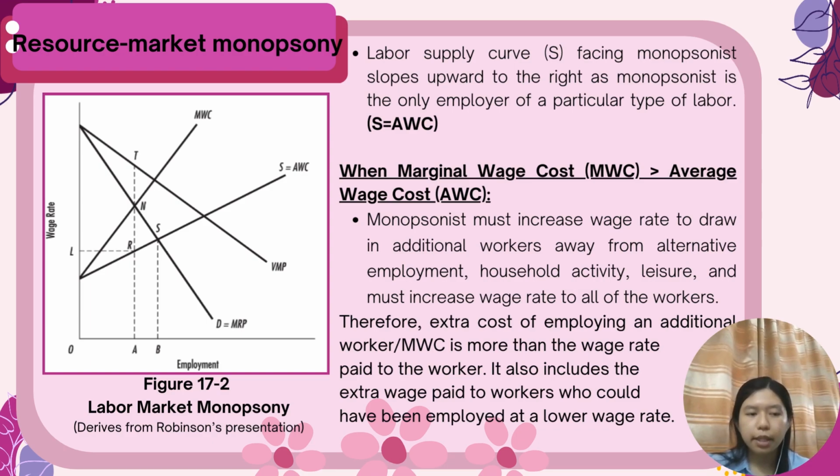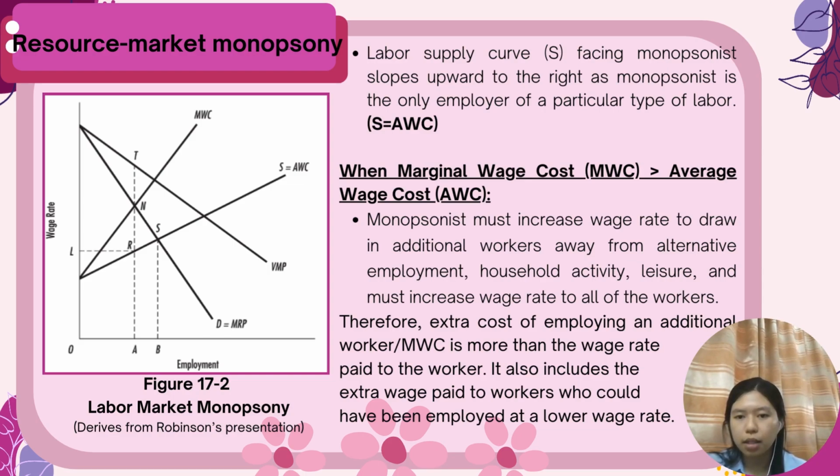Looking at the graph, in the case of monopsony, the labor supply curve slopes upward to the right because the monopolist is the only employer of that particular type of labor. So this means that the supply curve is equal to the average wage cost AWC. When marginal wage cost MWC is greater than AWC, the monopolist must increase wage rates to draw in additional workers away from alternative employment, which means that maybe there are other firms that offer a better wage and the employee will switch firms. So the monopolist must increase wage rates to prevent that.